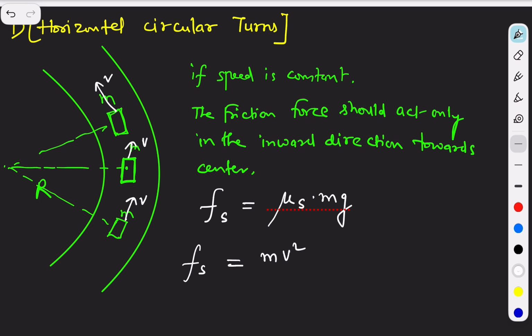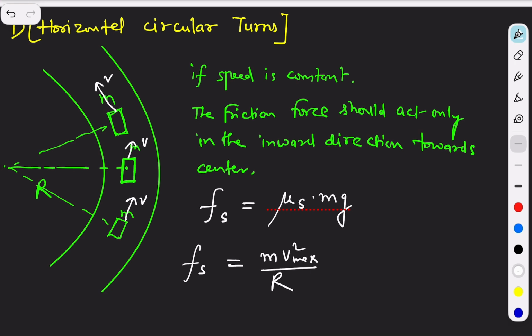The total friction force should be towards the center. Then this is the maximum speed that you can have during the turning on the horizontal circular road. I hope you're getting my point, the whole logic: what is the primary condition for calculating the maximum velocity for a given road, that is, with how much maximum speed you can take the turn.